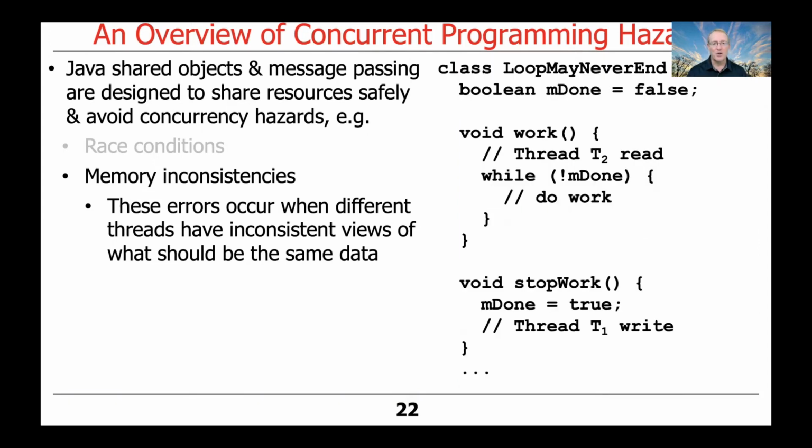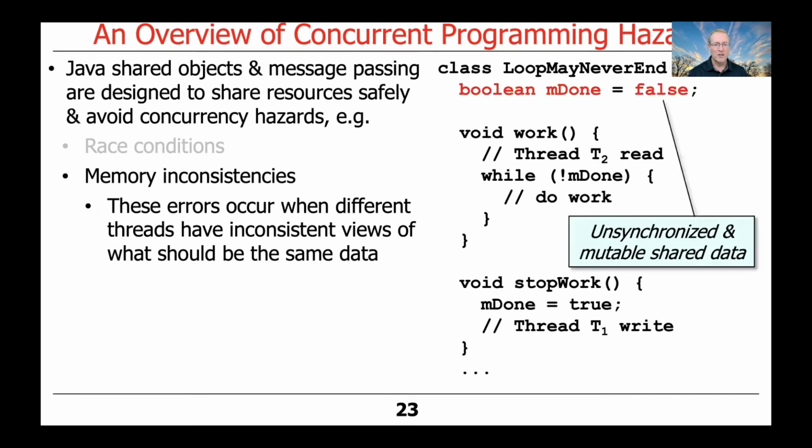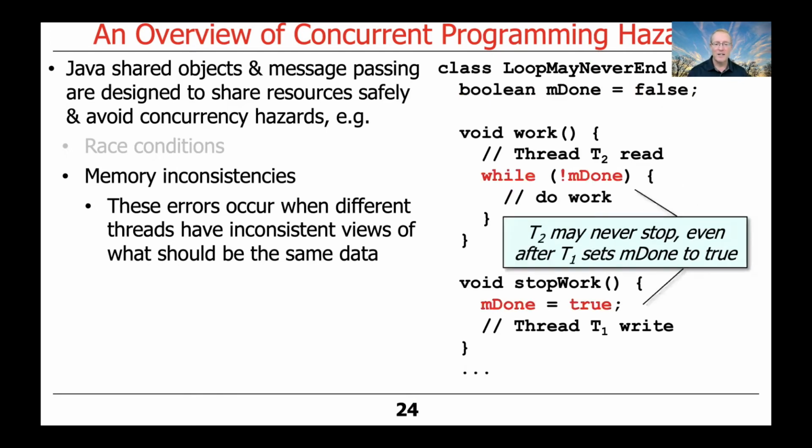Here's a simple example. This is a class called LoopMayNeverEnd. It has a Boolean field called mDone, which doesn't have any type of synchronization on it, just a good old Boolean field. And then we've got two methods. We have a method called work and a method called stopWork.